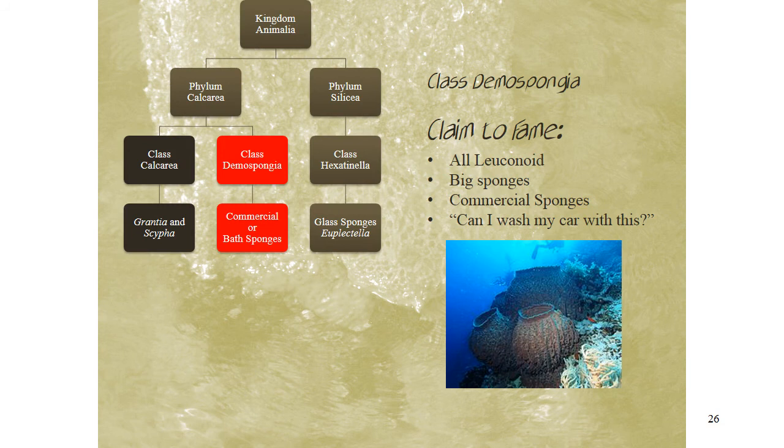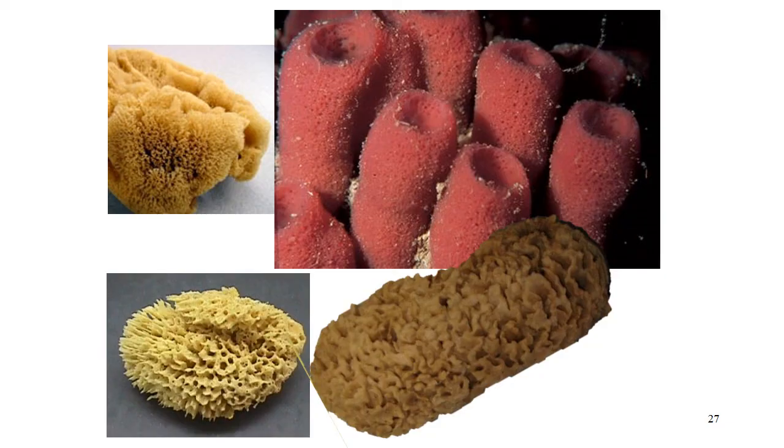Class Demospongia, the claim to fame here is those are all leuconoid sponges. So they are the more complex of the body forms. And conversely, they allow to get bigger. You will find your commercial sponges in here. And if you're a scuba diver, you might ask, can I wash my car with this? Here's a couple looks at some Demospongia.